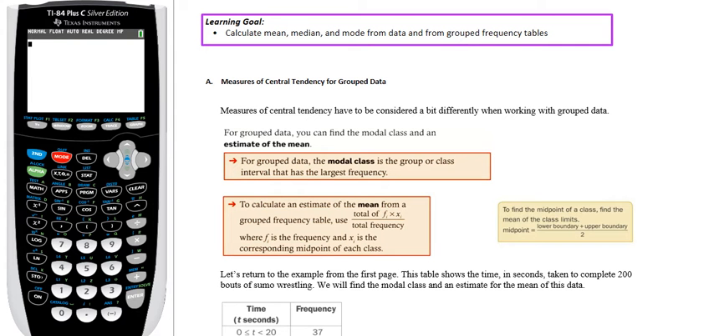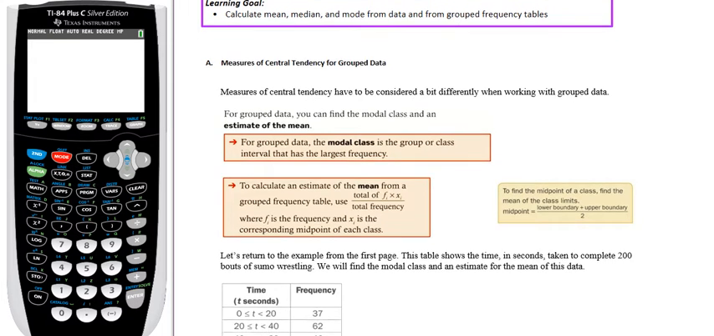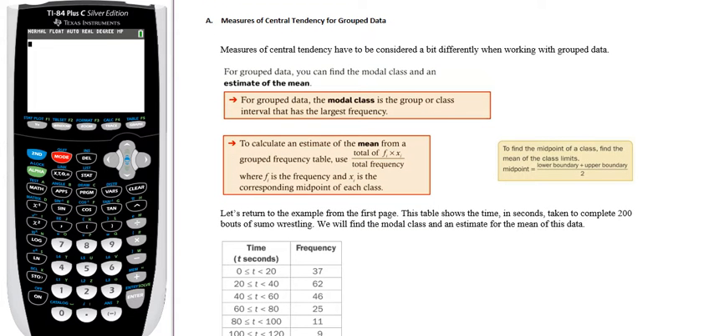Okay, so this is Unit 6, Lesson 5, where we're continuing on with measures of central tendency, except this time we are applying them to grouped frequency tables. So the goal here is to calculate mean, median, and mode from data and from grouped frequency tables. When we're working with grouped data, we have to consider some of these measures of central tendency a little bit differently.